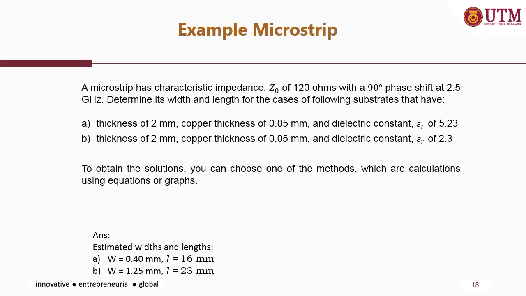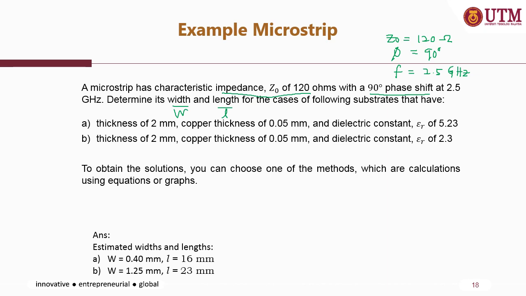Okay, let's look at an example on microstrip transmission line. Given the microstrip that has characteristic impedance Z0 equal to 120 ohm, and it with a 90-degree phase shift. So you have phi equal to 90 degree at F equal to 2.5 gigahertz. Determine its width and length, so the W and the L, for the cases of the following. Okay, now again you have two different substrate materials.